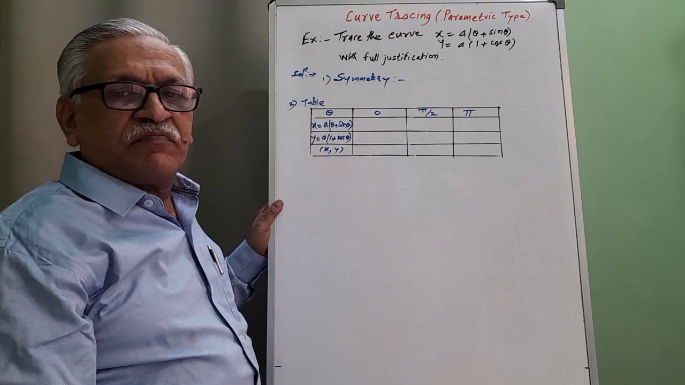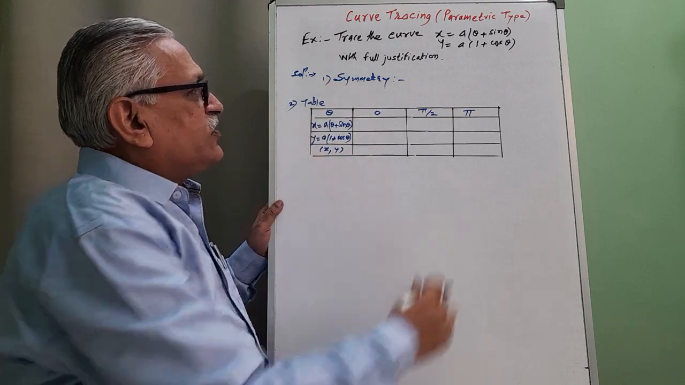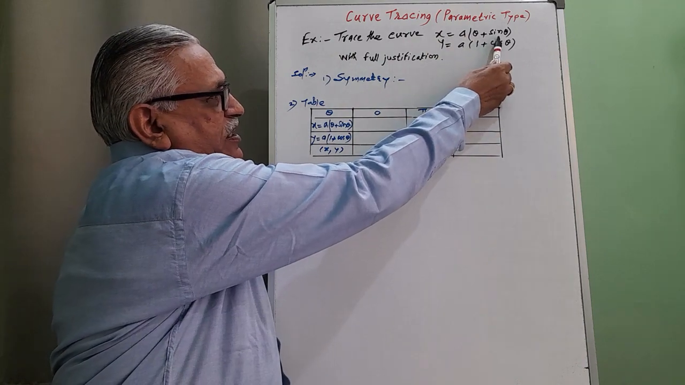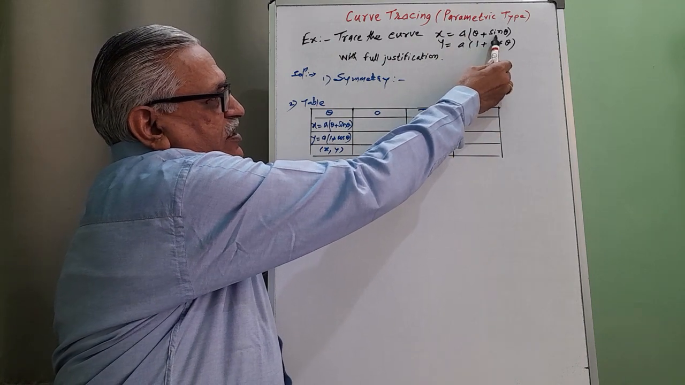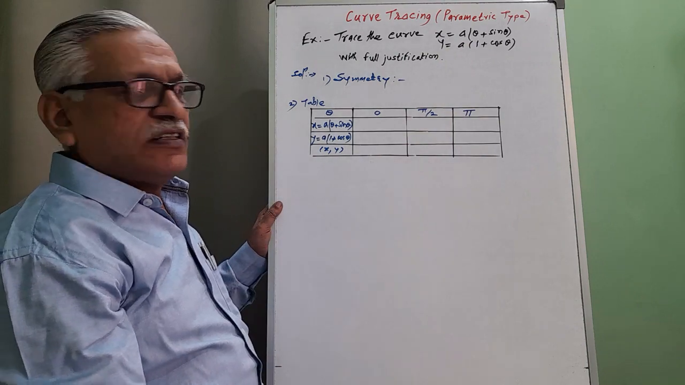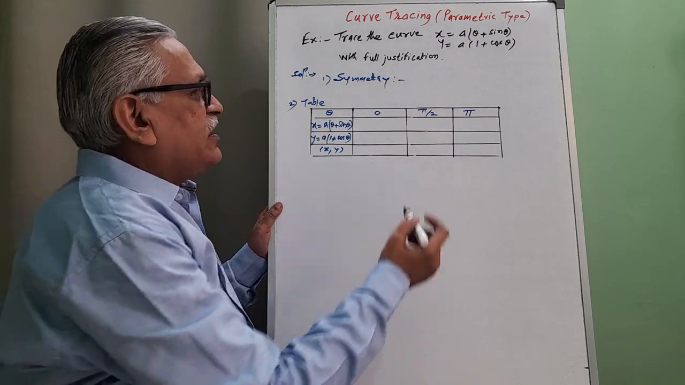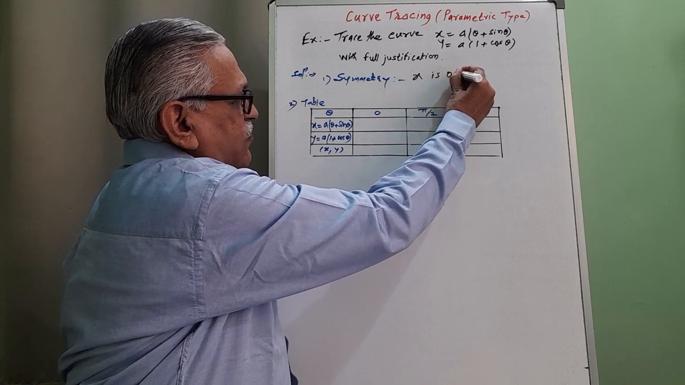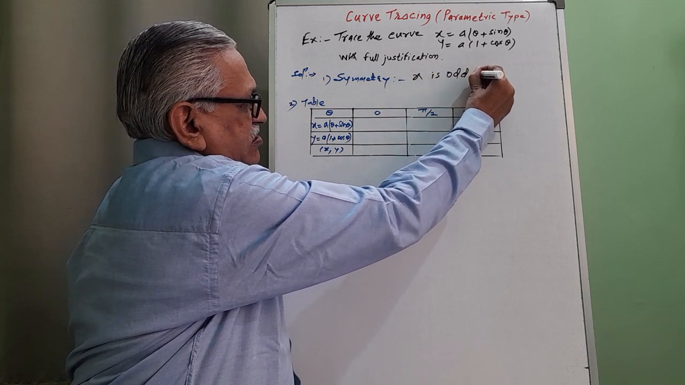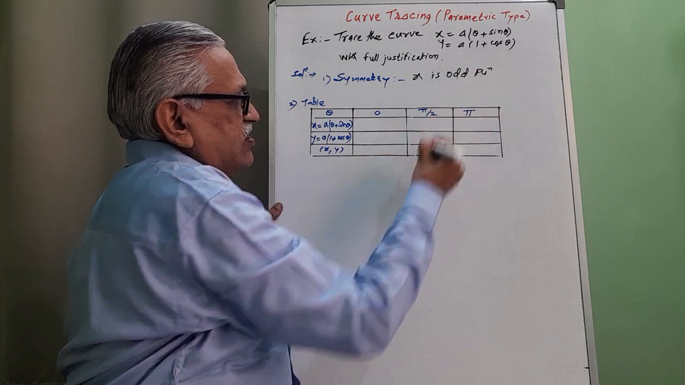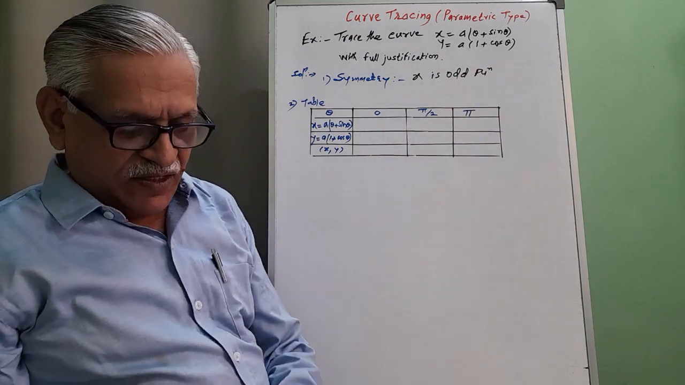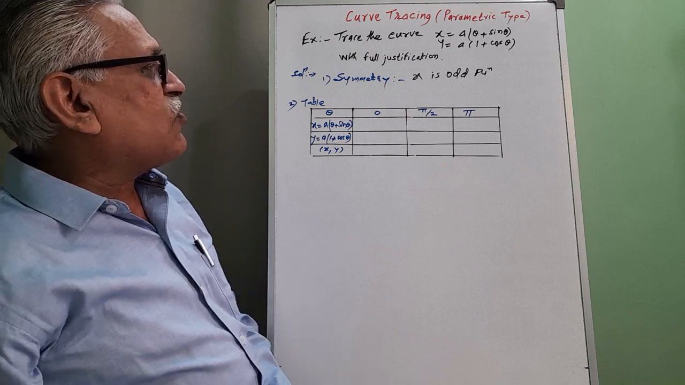Points, first one, symmetry. We have to check whether x is even or odd. Therefore, replacing theta by minus theta, this becomes minus theta, sine of minus theta is minus sine theta. We can take the minus sign common, and therefore here x is an odd function. We get the same value but with negative sign. That's why it is an odd function. Then we check for y.